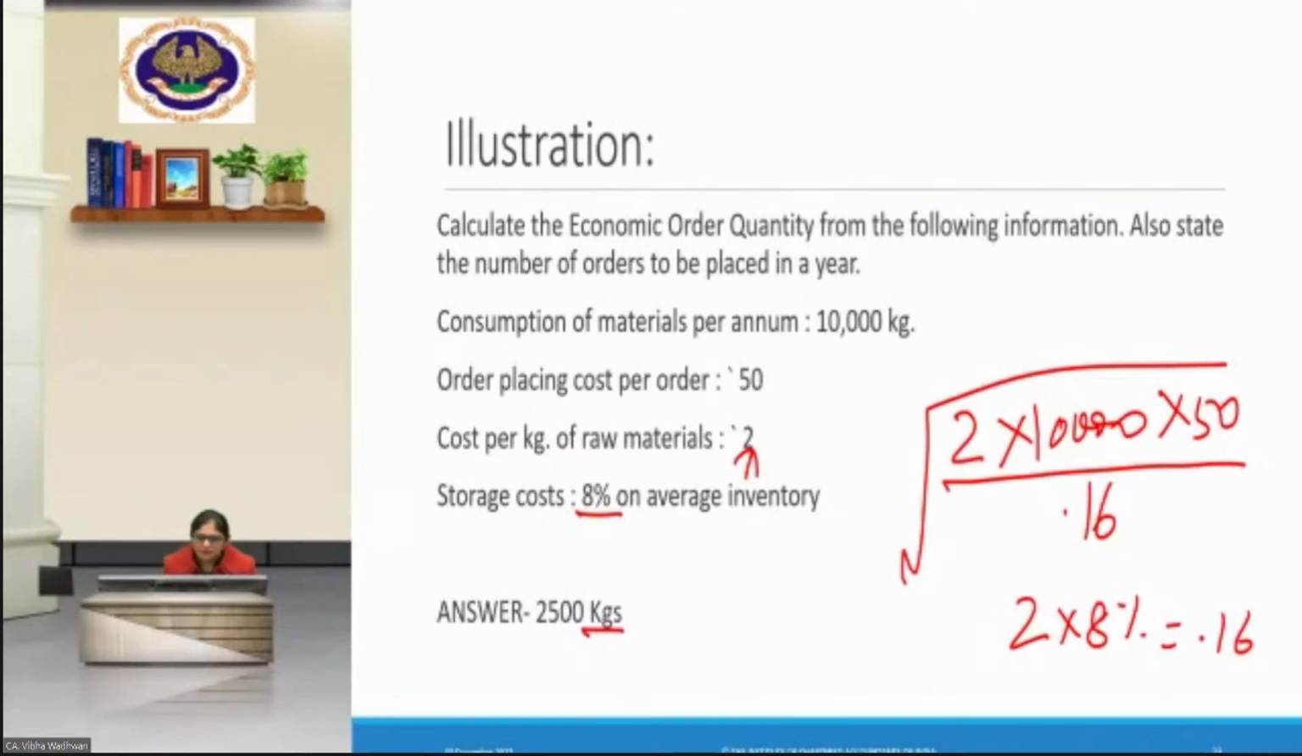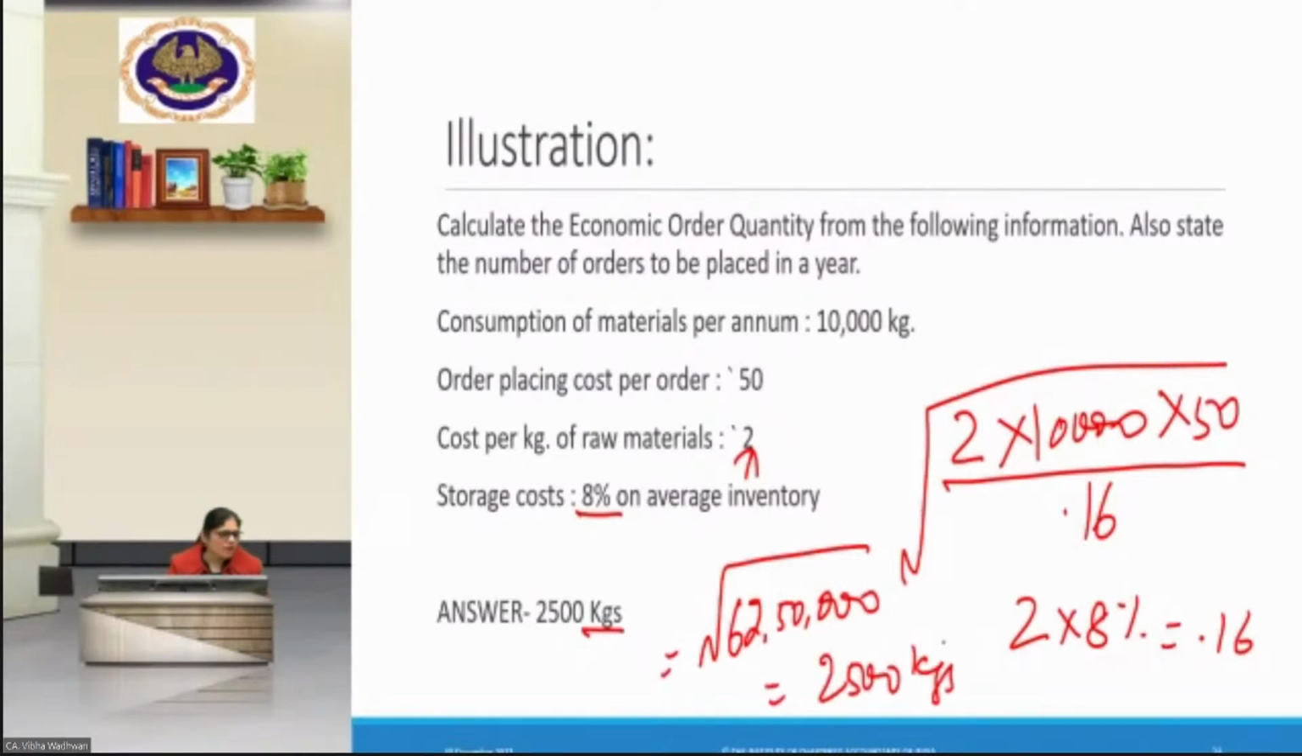So if I calculate 2 into 10,000, I've just moved backwards to EOQ because a couple of students had doubts. Okay, Jash, have you understood now? Okay. 50 divided by 0.16. So the answer comes out to 62,50,000, and then we calculate the square root. The answer will come to 2,500 kgs. So I hope now all of you have understood.